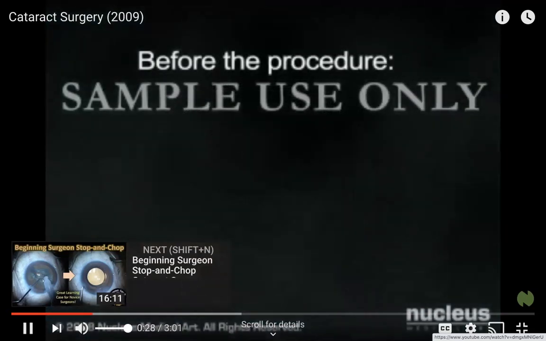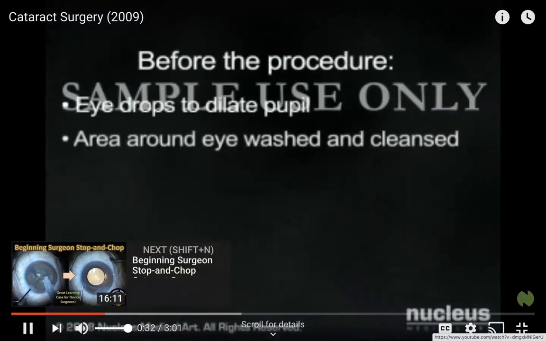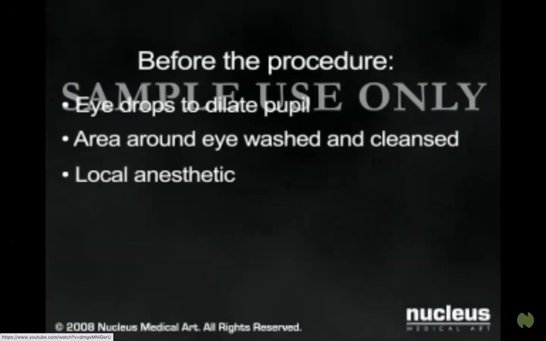Before your surgery, you will be given eye drops to dilate your pupil, and the area around your eye will be washed and cleansed. In many cases, you will have a local anesthetic injected around or behind your eye. You may also be offered a sedative to help you relax. Most cataract surgeries last less than 1 hour.